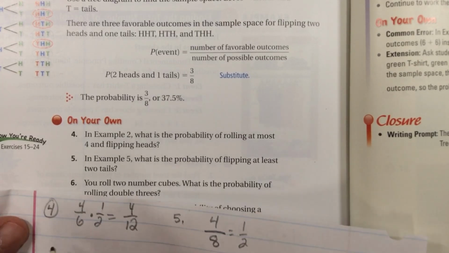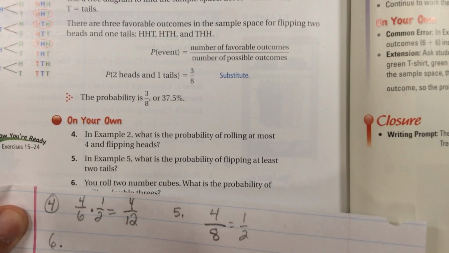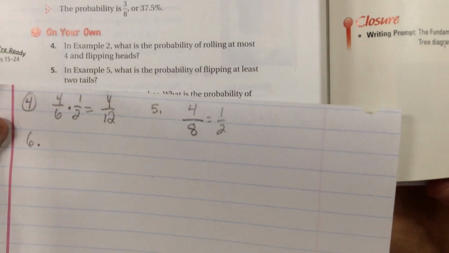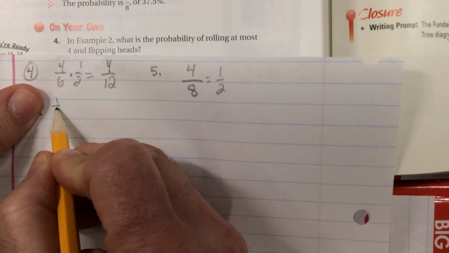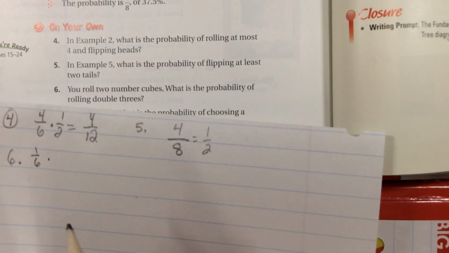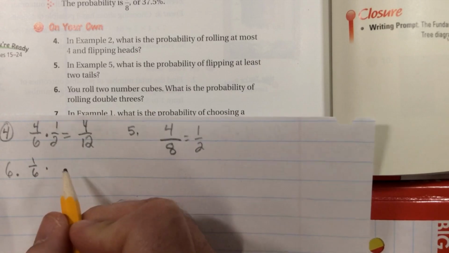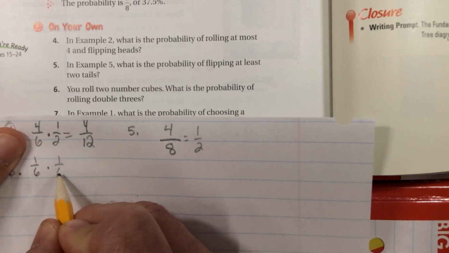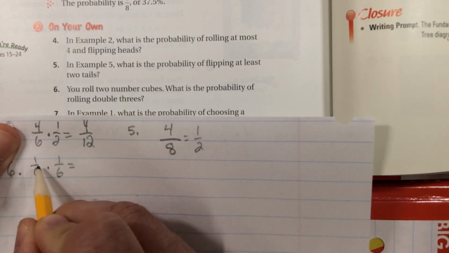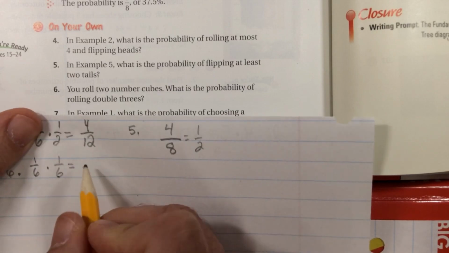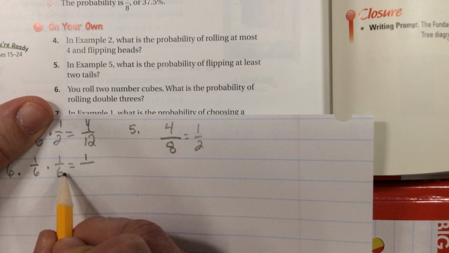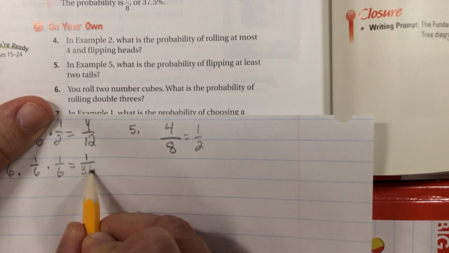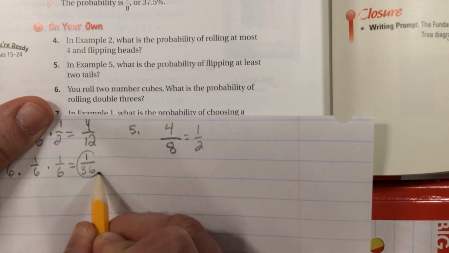So for number 6, let's take them one at a time. What's the probability that the first number cube is a 3? Well, 1 out of 6, of course. What's the probability that the second number cube is a 3? Oh, 1 out of 6, of course. So we have 1 out of 6, 1 out of 6. Multiply those together and you get 1 out of, not 12, multiply them, 36. 1 out of 36 for number 6.